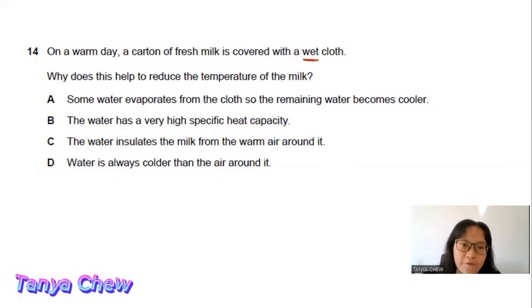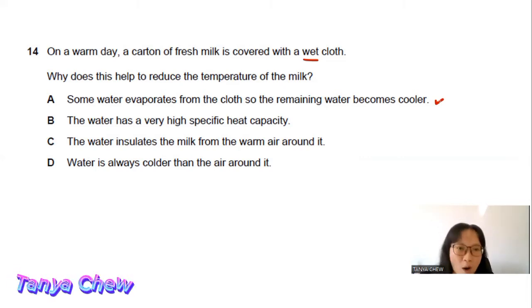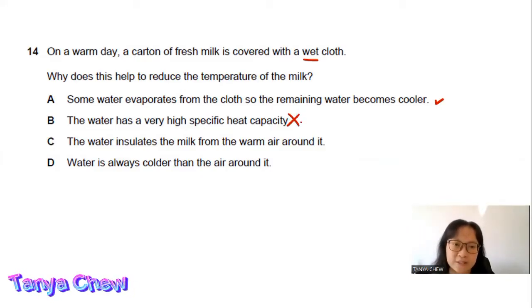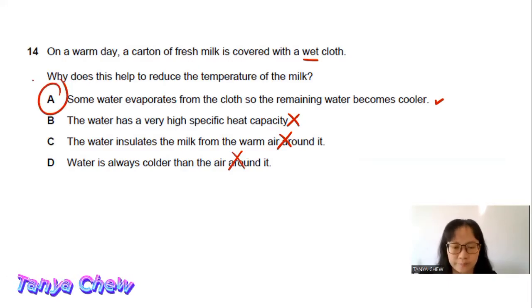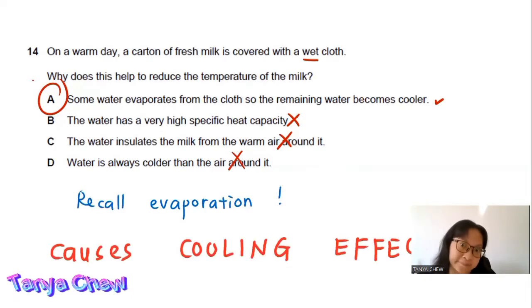A, some water evaporates, which is true from the cloth because that's a warm day. And so the remaining water becomes cooler. Do you still remember evaporation causes cooling effect? So this is true, but I will prove B, C, and D are wrong. The water has a very high specific heat capacity. That is not why the temperature of the milk reduces. So this is wrong. C, the water insulates the milk. No, that is wrong. Water is always colder than the air around it. That is not true as well. So A is the answer. So yes, recall evaporation, which causes cooling effect.